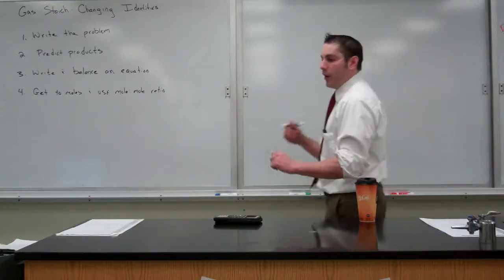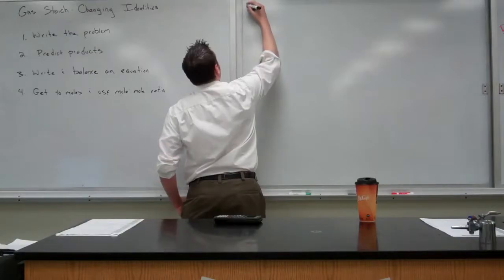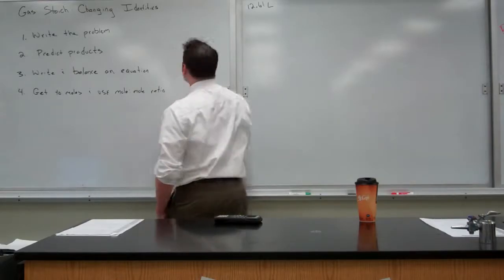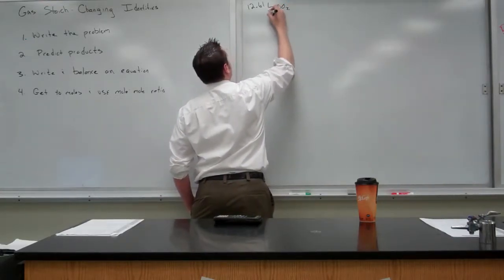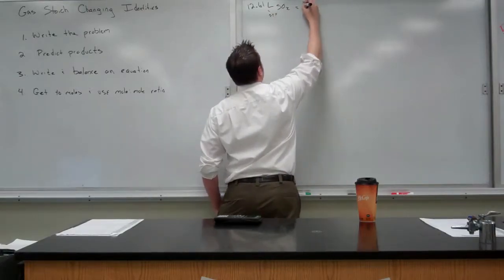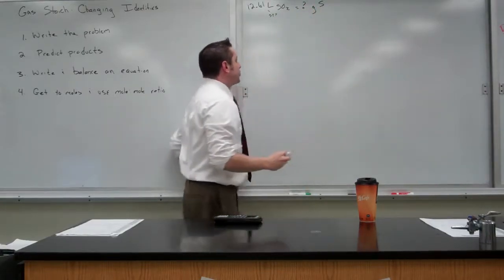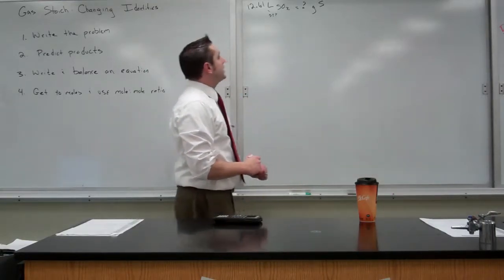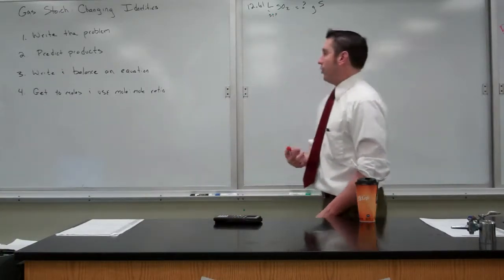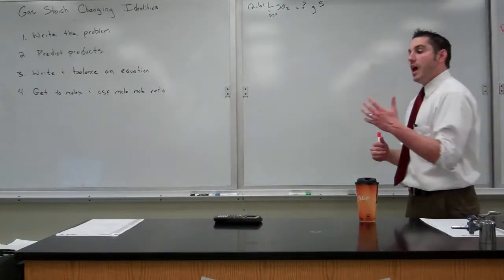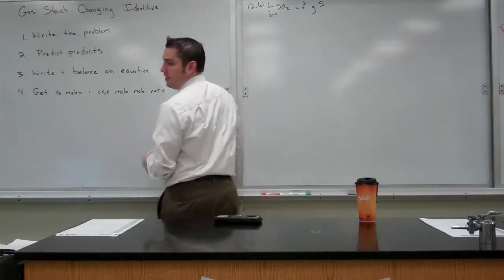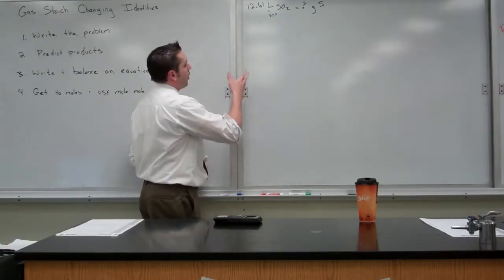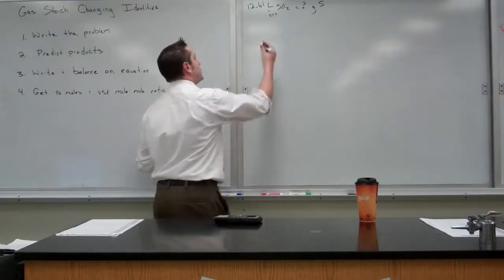First thing I do is list what I know. I know I've got 12.61 liters of sulfur dioxide, SO2, at STP. I want grams of elemental sulfur, which is grams of S. Sometimes the equation will be given to you. You don't have to predict and balance. And that is the case here. You were given an equation. So we can do our game planning strategy and then list our equation.